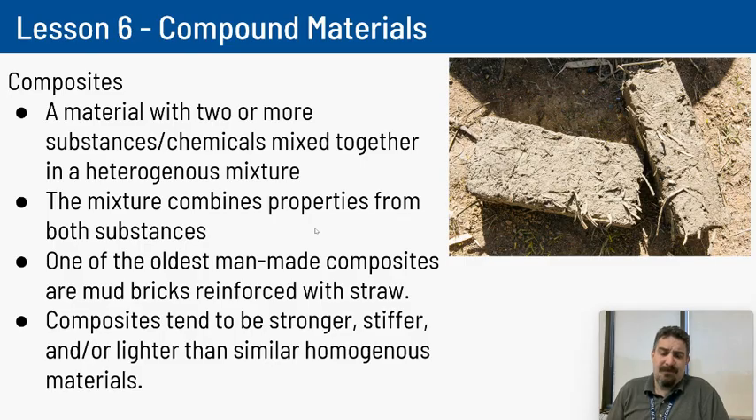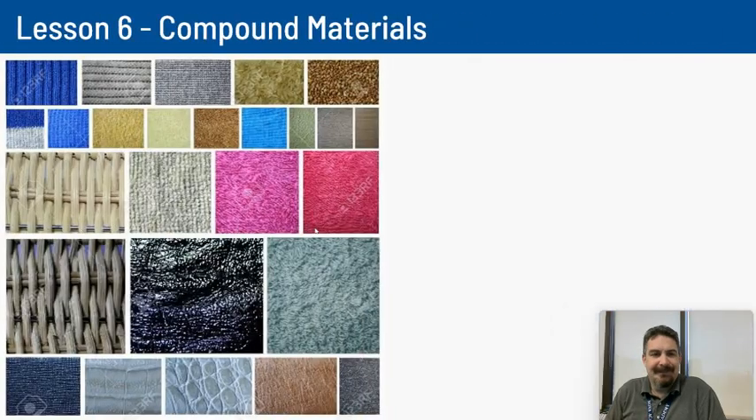Now, composites are usually stronger, stiffer, and or lighter than a similar homogeneous material, right? These bricks break apart less easily because of the straw in them. And they are also a bit lighter because straw doesn't weigh as much as mud.